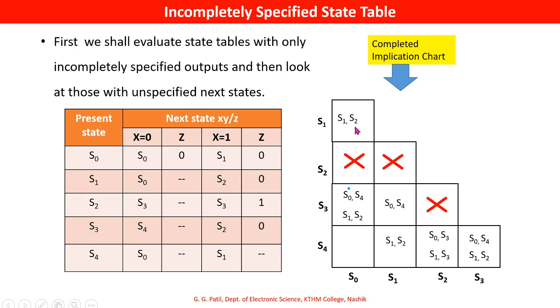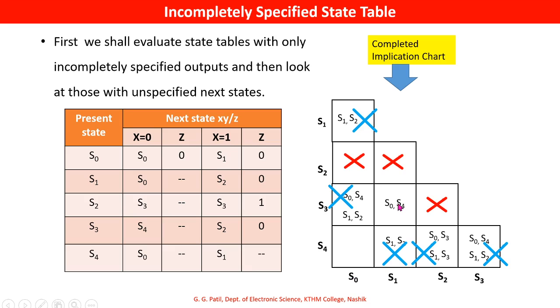First, see the square S1, S2, S0, S1, which contains S1, S2. Since S1, S2 gets crossed, this one will also get crossed. What is left? This one, S0, S3. Check the compatibility of S0, S3. It also gets crossed in its square.